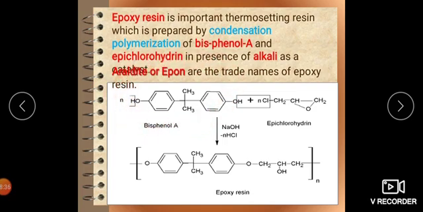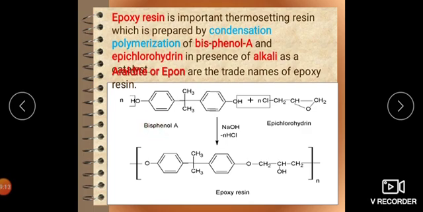It is prepared by condensing phenol with acetone in the presence of NaOH at 50 degrees Celsius, forming bisphenol. 2 moles of phenol and 1 mole of acetone are required to prepare the bisphenol. The acetone molecule is sandwiched between 2 moles of phenol, forming bisphenol.